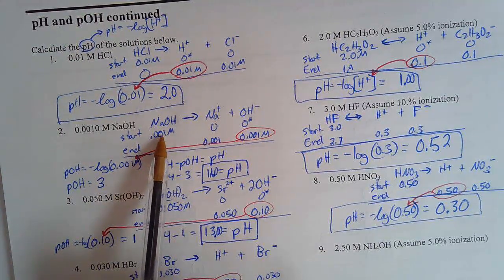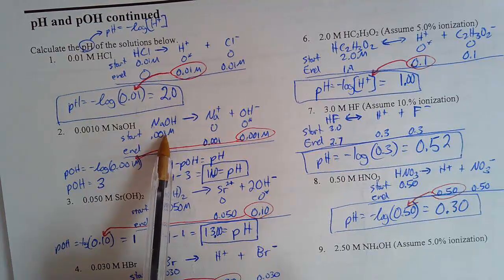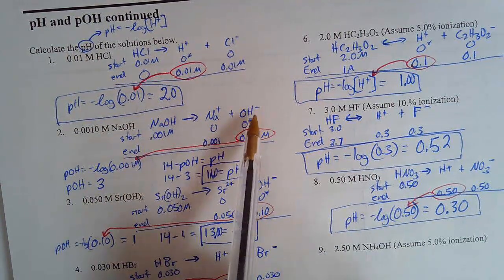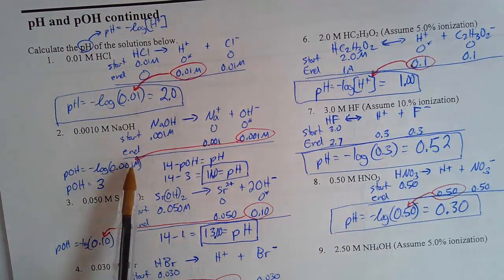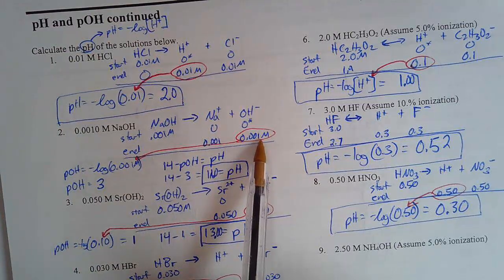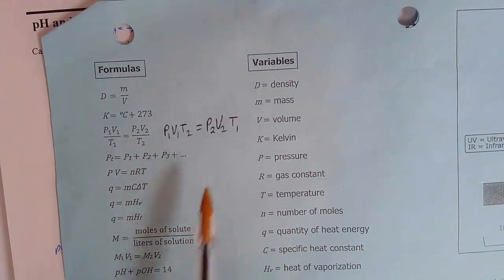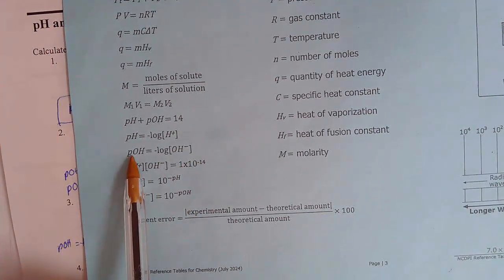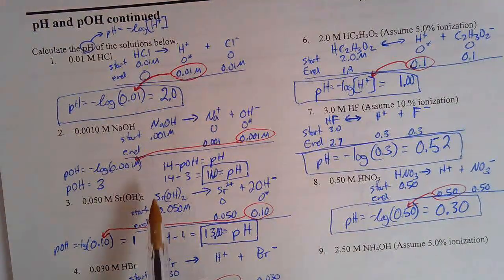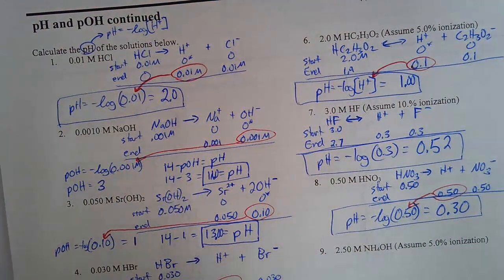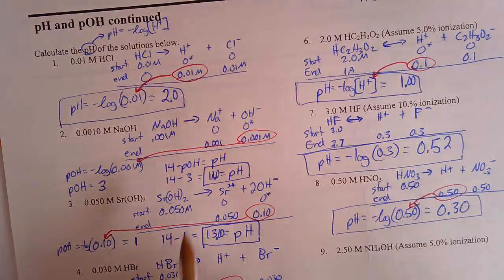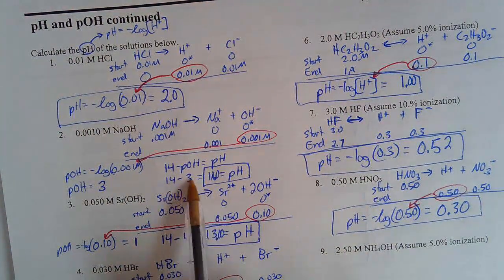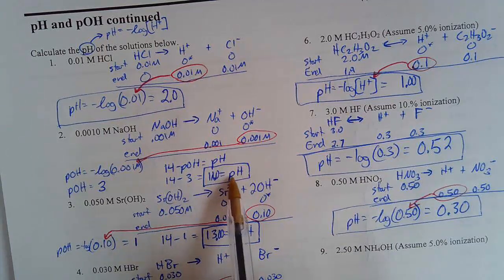So if I put 0.001 sodium hydroxide in, for every one I put in, I get 1 hydroxide. So the amount of hydroxide is the same as that number. This time, though, I've got hydroxide, so when I take the negative log of hydroxide, it gives me pOH. Once I get the pOH, then I have to use the equation pH plus pOH equals 14, so I'm doing 14 minus the pOH to get the pH.